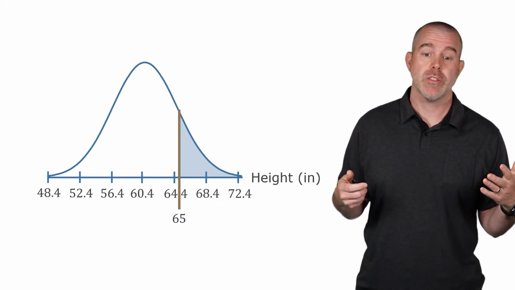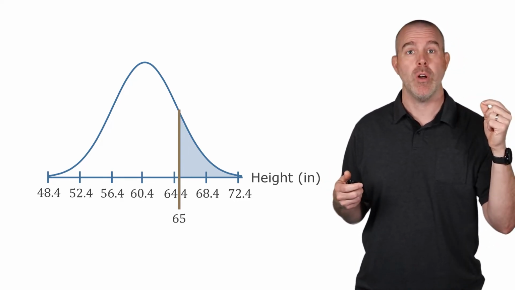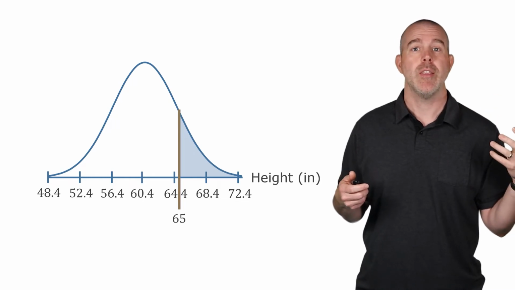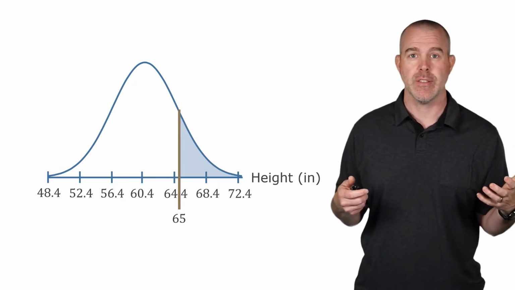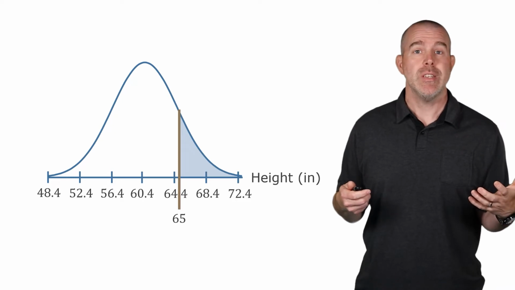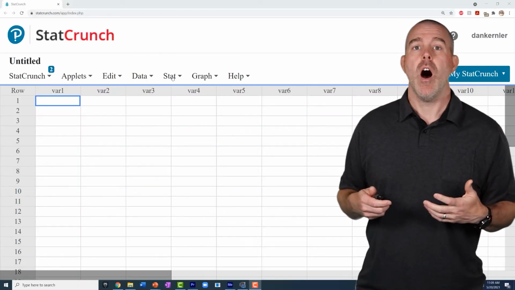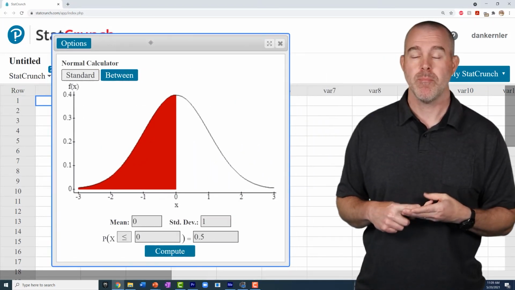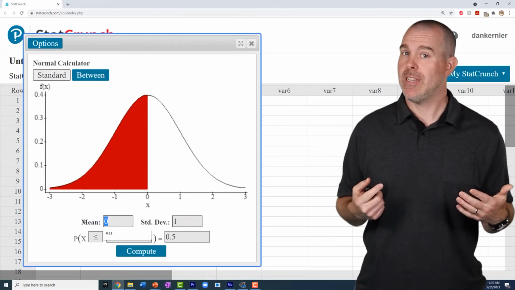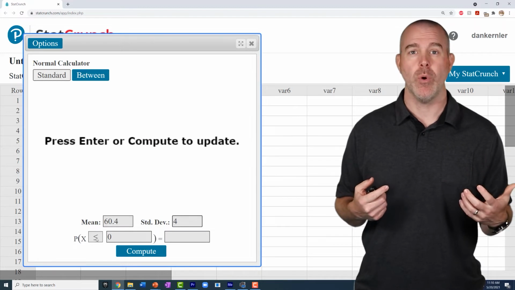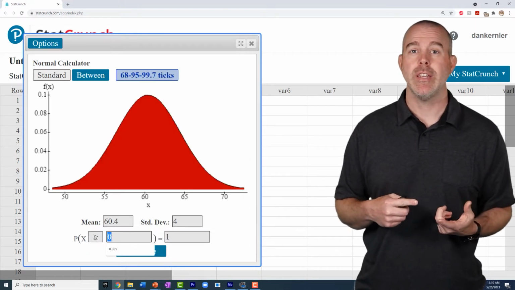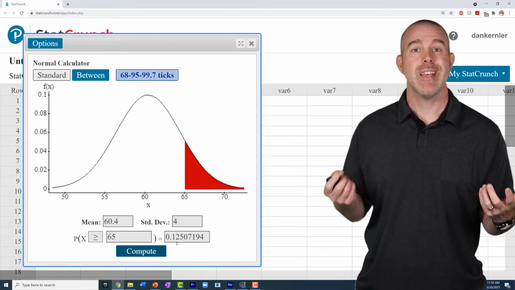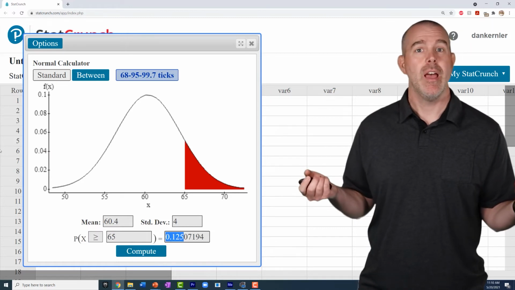Or we could also ask the question, if I randomly select a 12-year-old boy, what is the probability that he will be taller than 65 inches? We can do this in StatCrunch. So all we do is we go to the stat calculator's normal again, enter in our mean of 60.4 and our standard deviation of 4, change the inequality to be greater than or equal to, type in our 65, hit compute, and there we go.